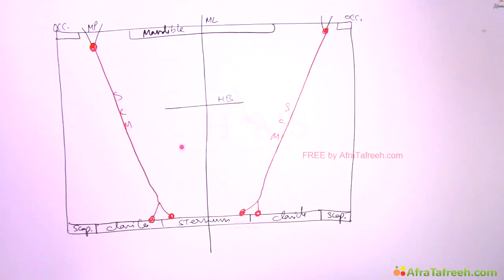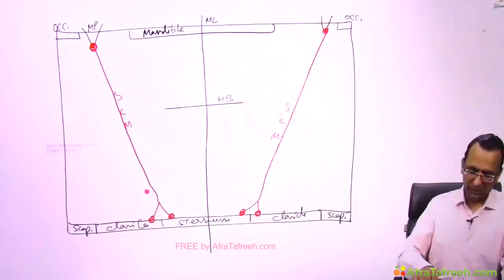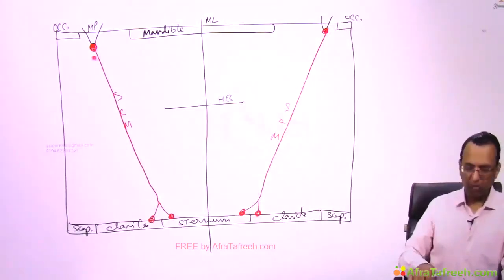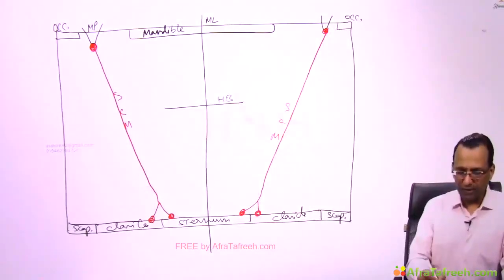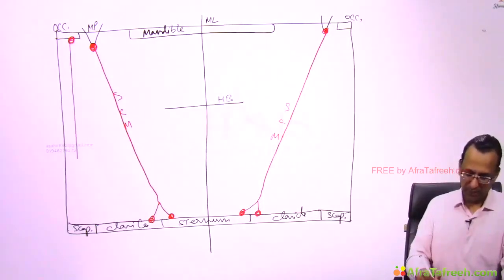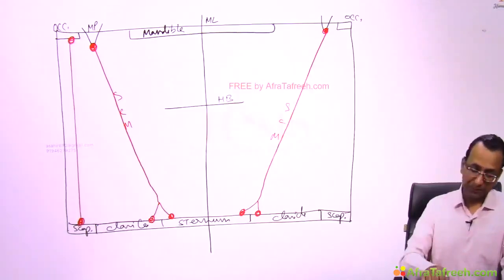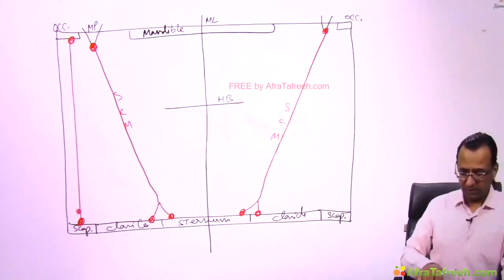So what are the posterior triangle boundaries? It is the sternomastoid muscle, that is understood. What is the other muscle? The other muscle comes from the occipital bone towards the scapula and clavicle.